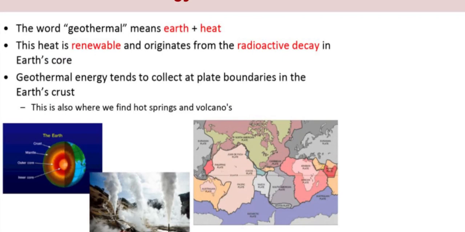So the word geothermal, we've got geothermal first. When you see this word, think geo, which means earth, and thermal, which means heat. So it's heat from the earth, right? It's a renewable source that originates in the core of the earth from radioactive decay occurring right down in that center. It produces a lot of heat, and that heat tries to get up to the surface, but it usually comes up through the boundaries as volcanoes, hot springs, and that kind of thing, all that steam from those hot springs. So all that heat is trying to find a way up through those plate boundaries in the Earth's crust.